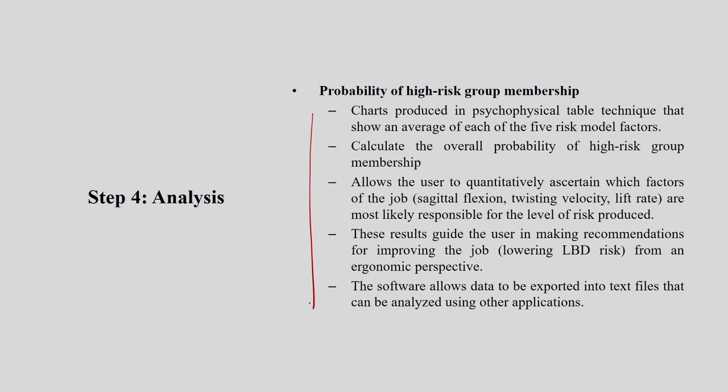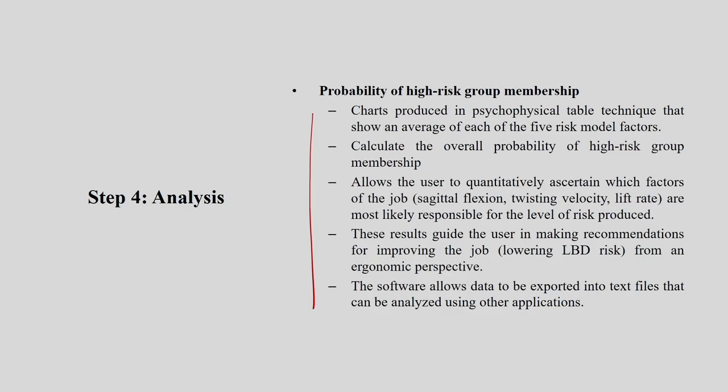What else? See the charts that are going to be produced in the psychophysical table technique. It has all these psychophysical table techniques that show an average of each of the five risk model factors. It calculates the overall probability of high risk group membership. So you know who is going to have more difficulties, and it will group them according to the data.